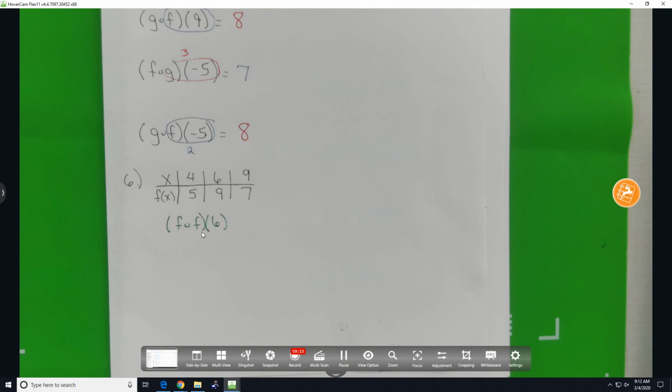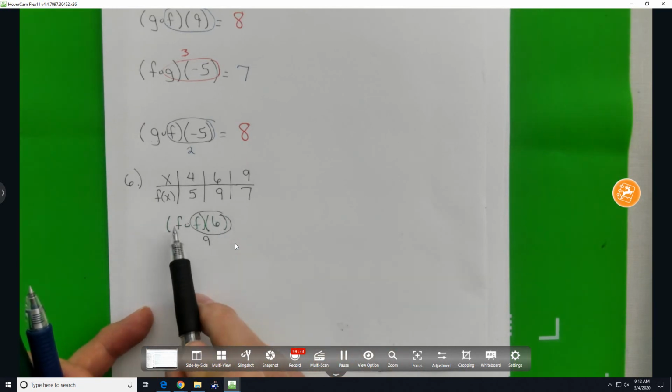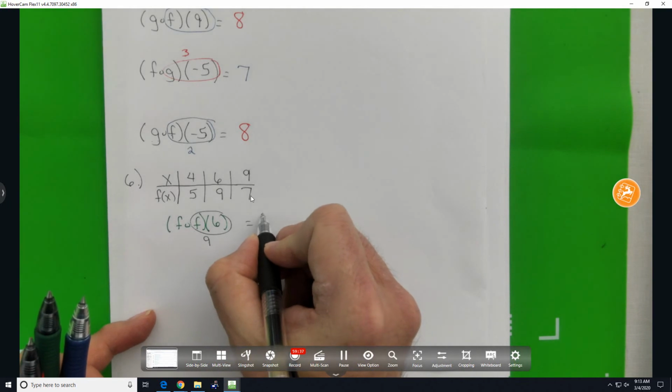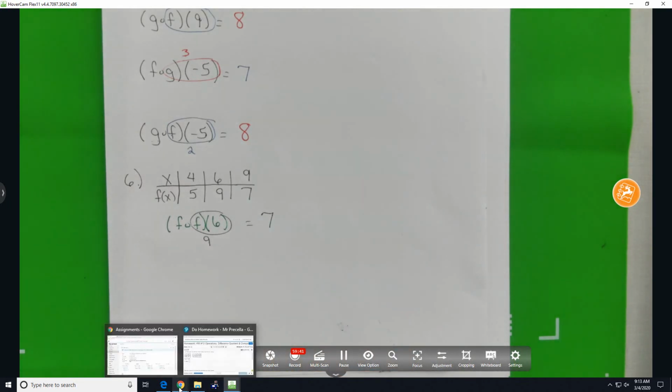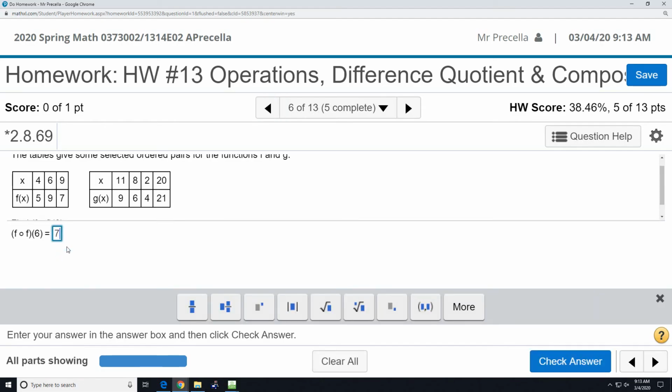F of 6. Okay. What do we do first? Which gives us 9. I agree. 9. And then, okay, F assigns 9 to 7 for our final answer. So just type our 7.